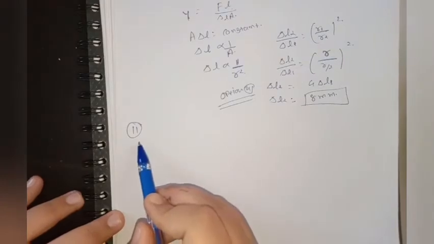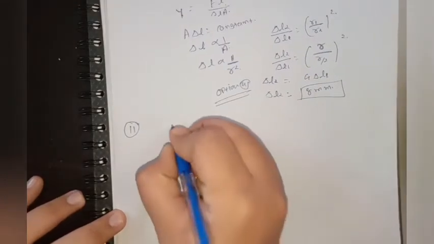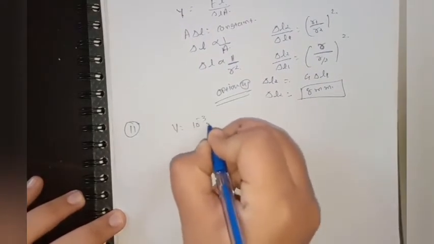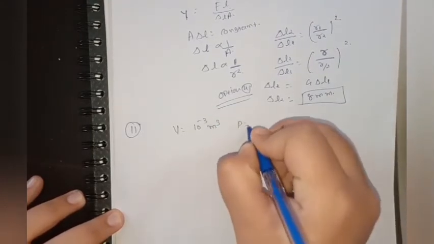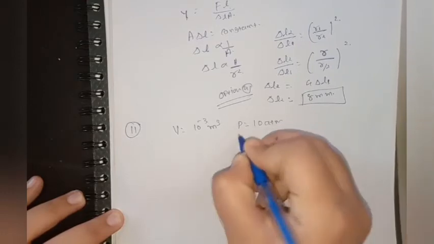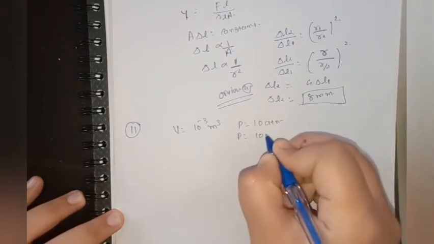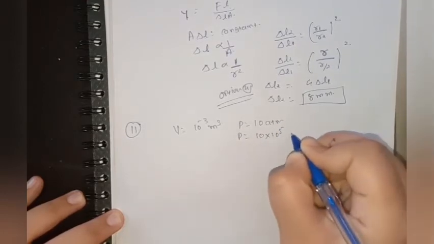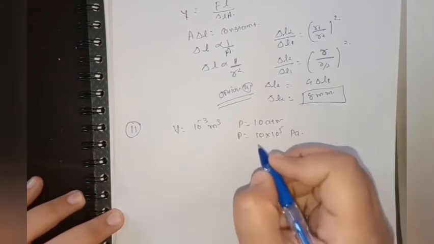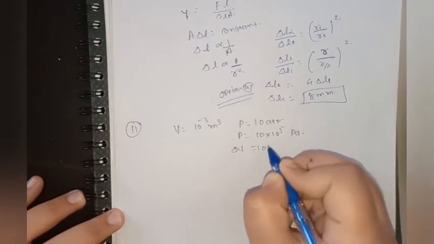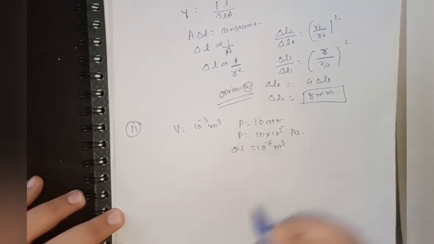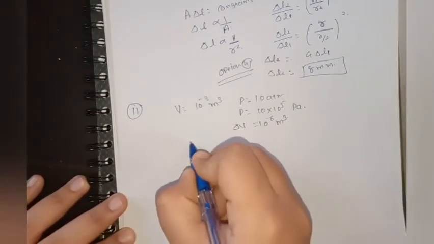In question number 11, it is given that a volume of 10 power minus 3 meter cube is subjected to a pressure of 10 atm, that is pressure 10 into 10 power 5 Pascal. The change in volume delta V is 10 power minus 6 meter cube. We want to find the bulk modulus.